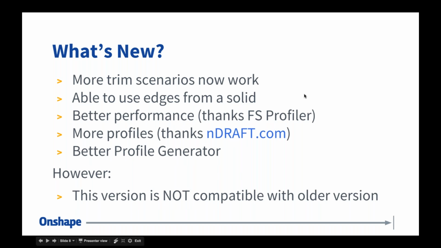Okay, before I go into that, what we're looking at here is the newer version of the script. Like I mentioned, more trim scenarios now work. This was in direct response to a number of users who had used the profiles and said, for some reason, this trim isn't working. It was due to the underlying algorithms that I'd used, so I had to change a lot of those. But what that allowed me to do is to also use edges from a solid, and I'll explain why in a moment. Better performance than the original version, thanks to the feature script profiler, and the better profile generator.